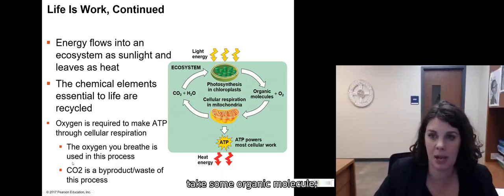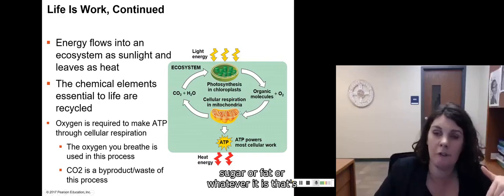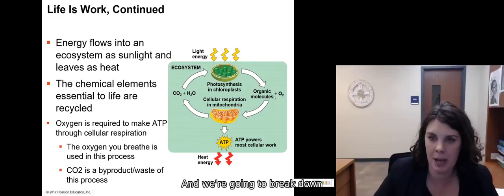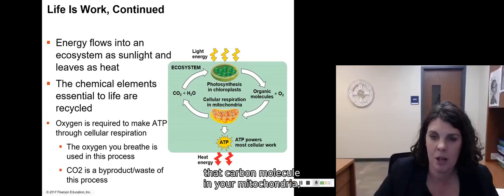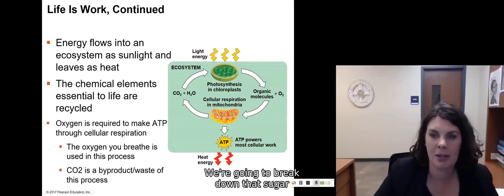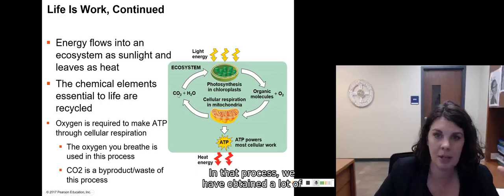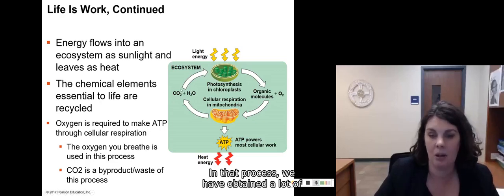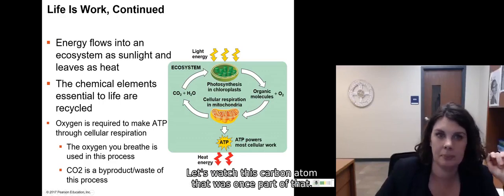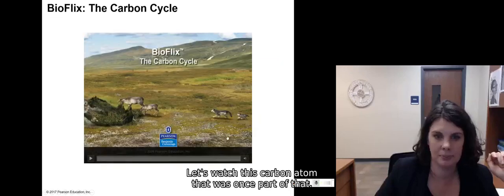In this process, we're going to take some organic molecule, sugar or fat or whatever it is, that's based on carbon, right? And oxygen, and we're going to break down that carbon molecule in your mitochondria, the powerhouse of your cell. We're going to break down that sugar all the way down to carbon dioxide. And in that process, we have obtained a lot of ATP to do your cell work, and you've also made some heat. Okay, let's watch this.